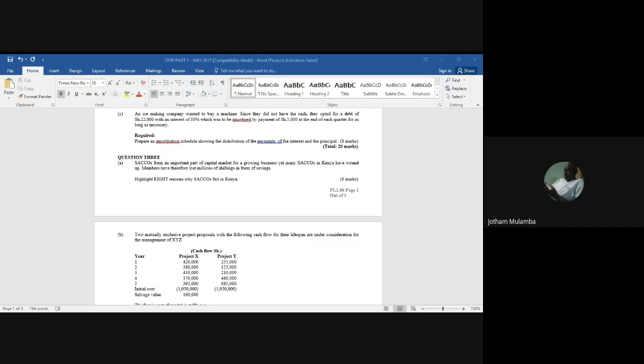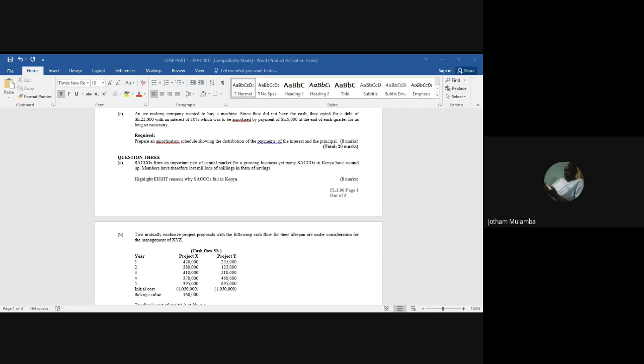So technology challenges have also been mentioned. Most of the SACCOs don't have advanced technology. For instance, most of them don't even have mobile money transaction transfers. They don't have most of those sophisticated mechanisms.